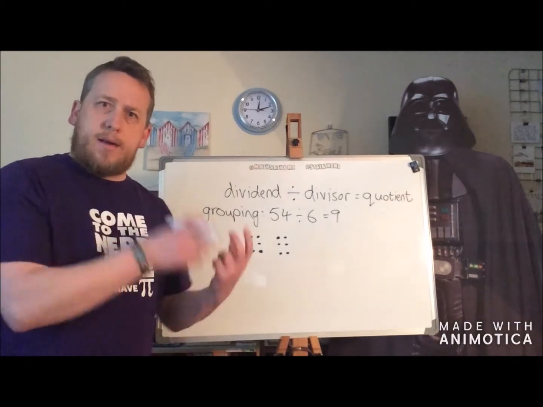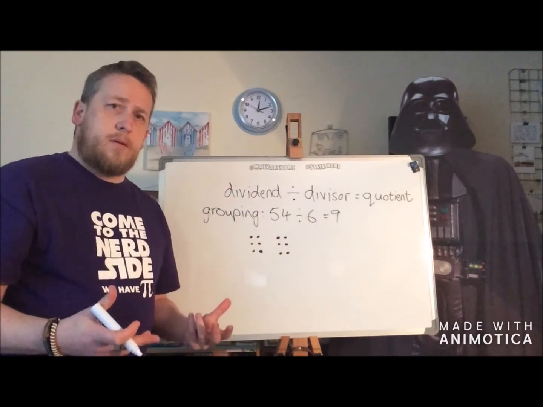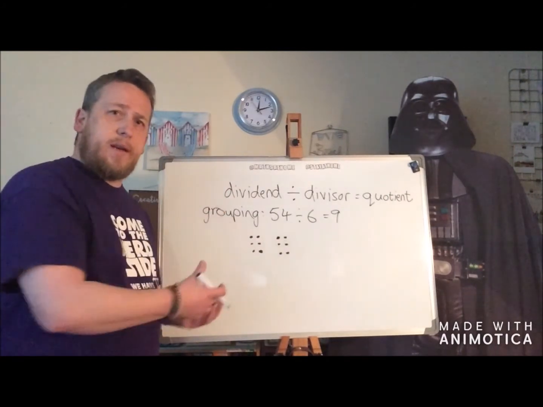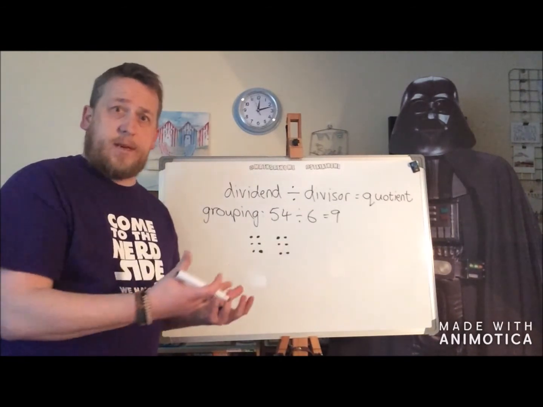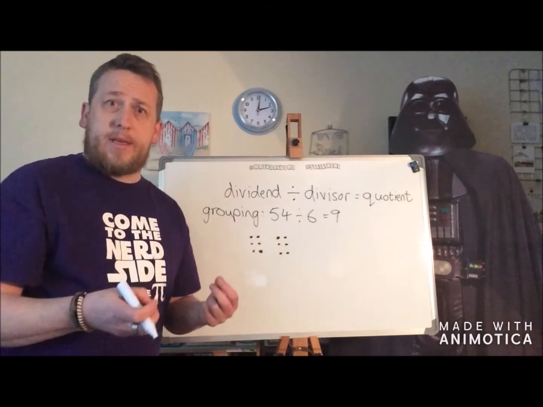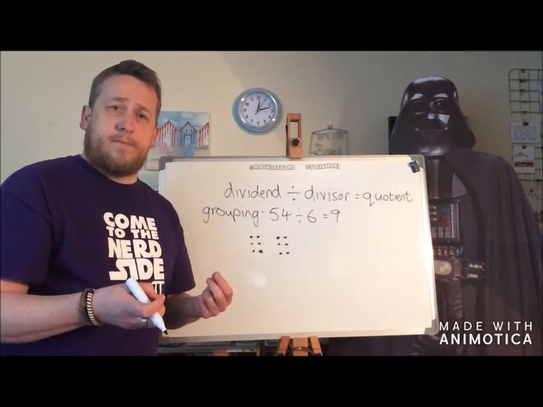So last time, if you think about it, we had 6 people who all had 9 sweets. This time, we've got 9 groups of 6 sweets. So it's a different method for doing the same question.